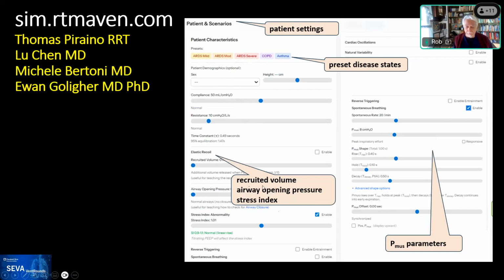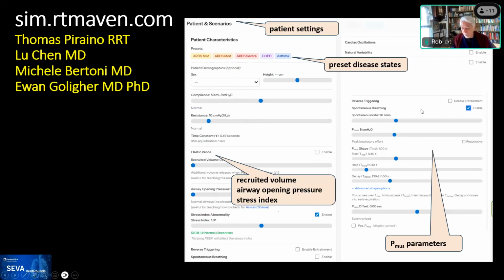There are some really nice details here, like you can add the recruited volume that talks about how the lungs will respond to PEEP. You can put in airway opening pressure, which is, I should have mentioned that Tom is associated with the Toronto Medical Group, who's published a lot about airway opening pressure and how that can affect your measurements. You can also program a stress index, which is an index of either overinflation or recruitment during inflation. In other words, over PEEP or under PEEP. It's one of the tools you can use in certain cases for setting optimal PEEP.